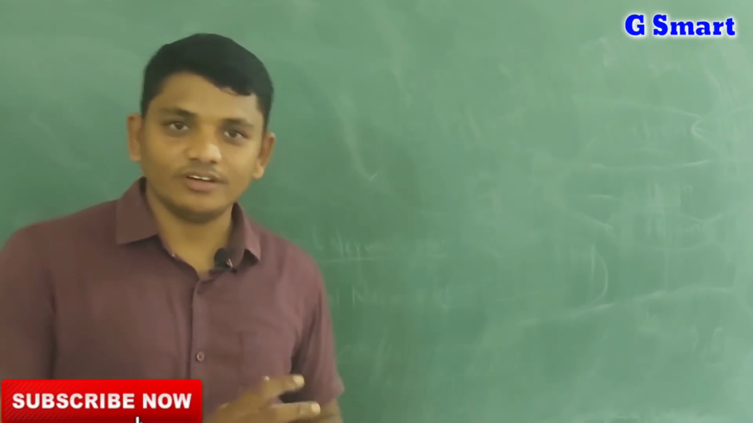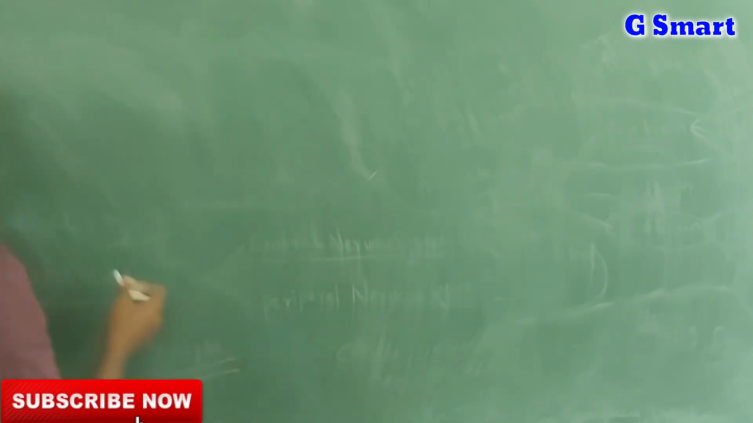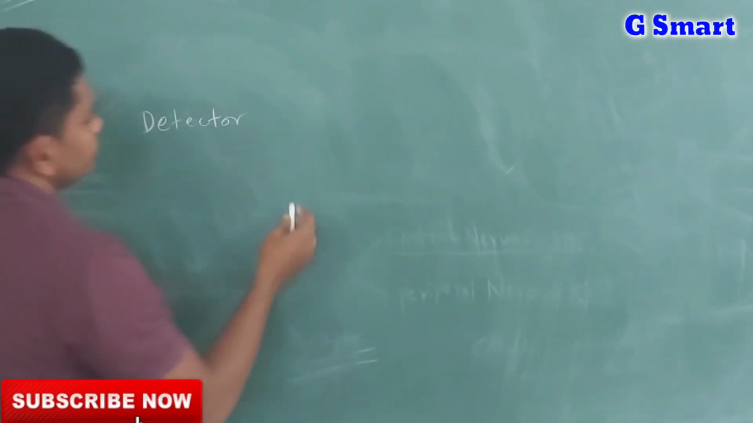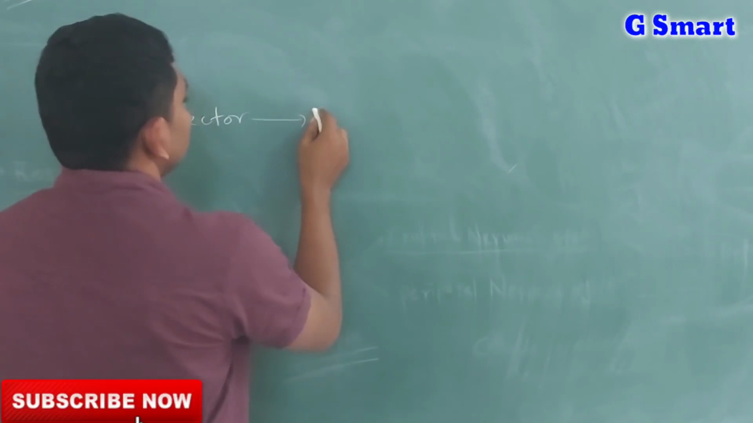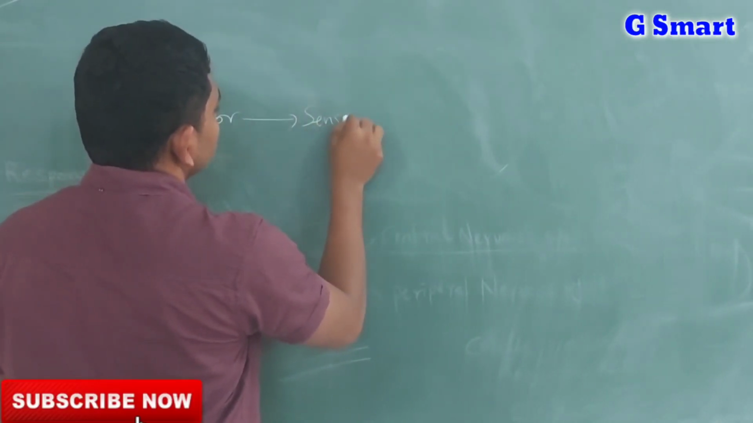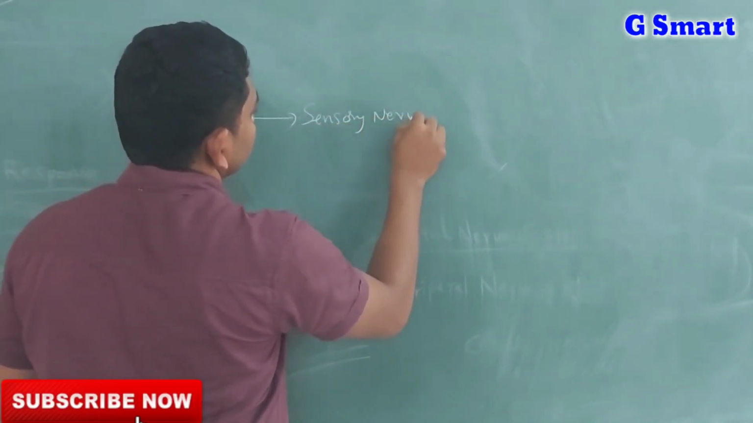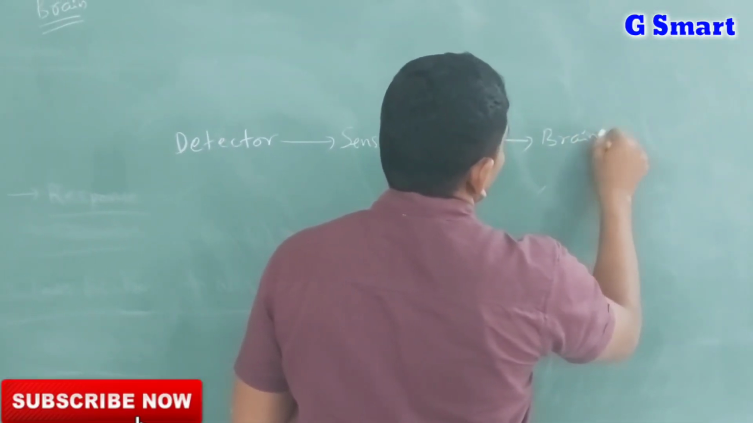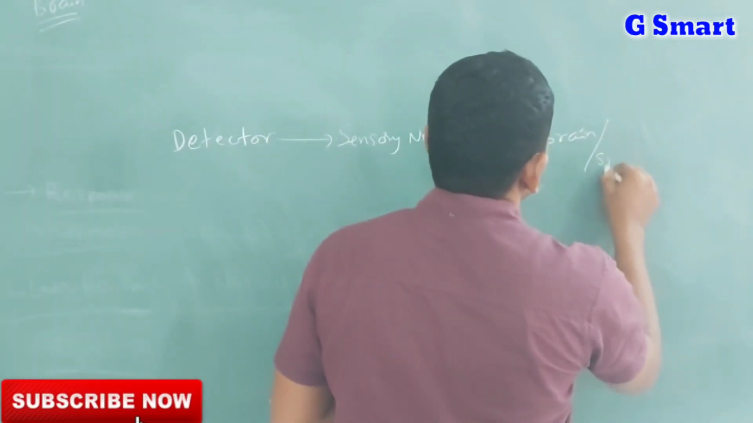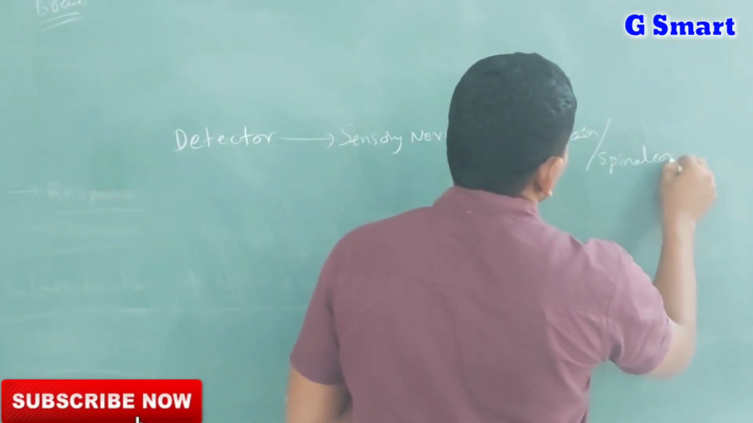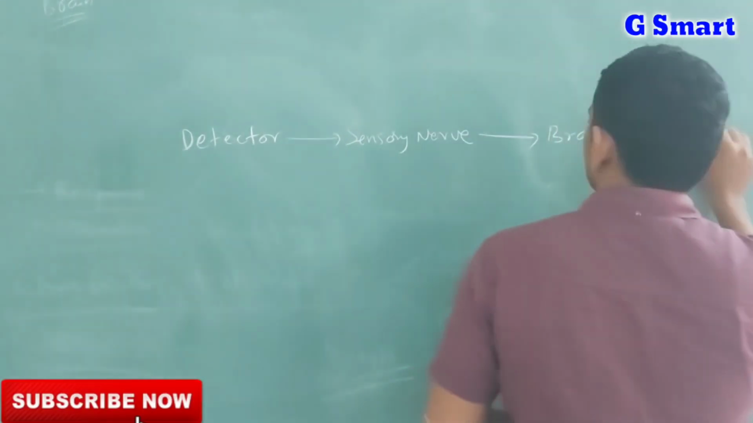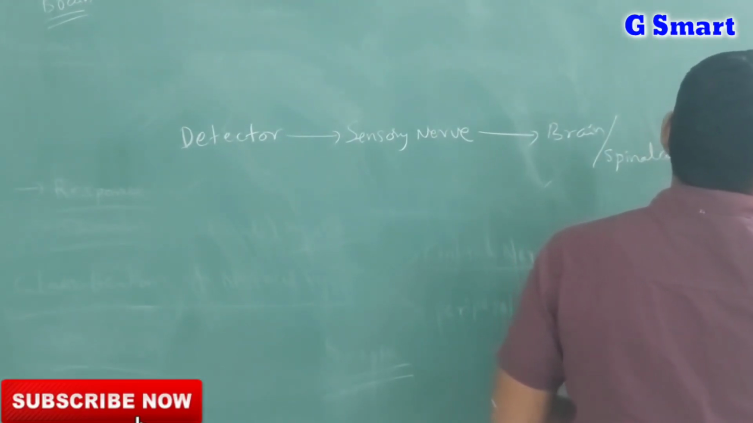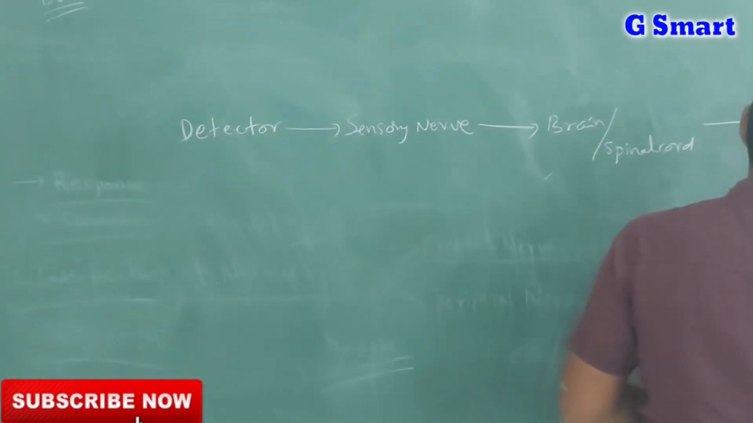Let us discuss detector and effector. Detector, sensory nerves, and brain, spinal cord, and motor nerve, then effector organ.